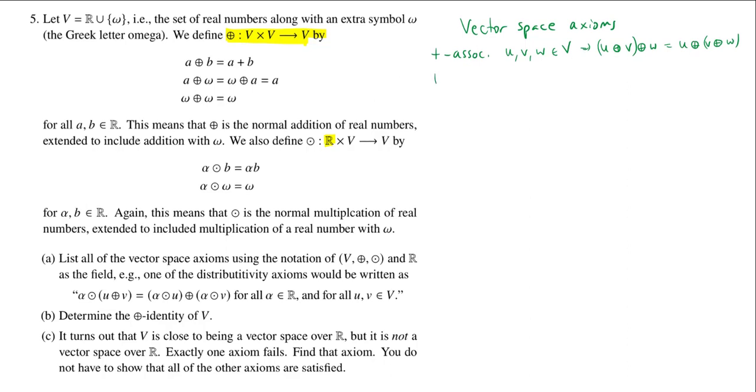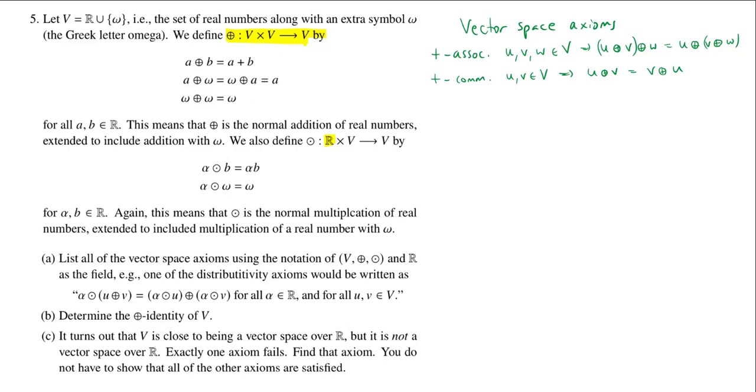Next we have additive commutativity. This is where we have u and v in V. If I do u ⊕ v, this should be the same thing as v ⊕ u. The addition commutes means it doesn't matter which order you do the addition in.